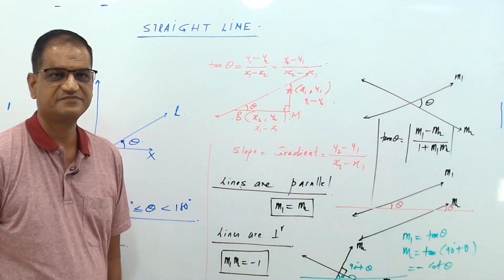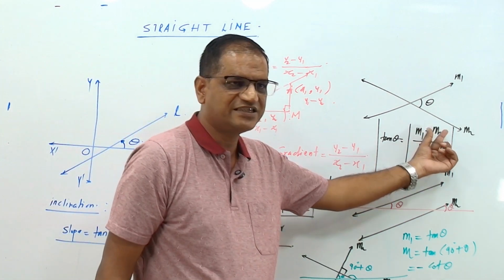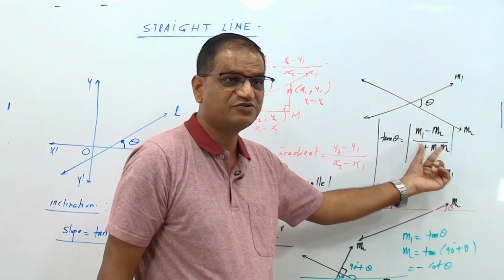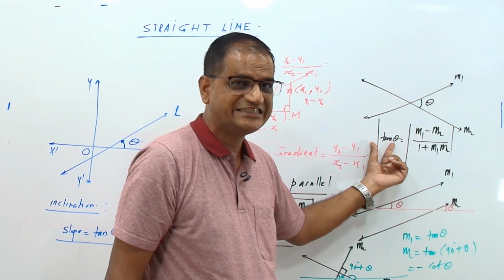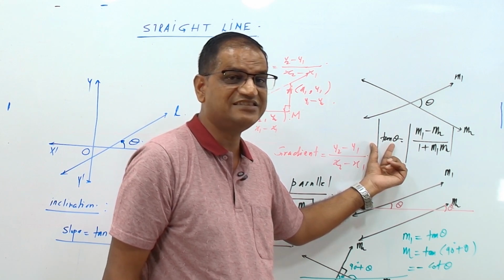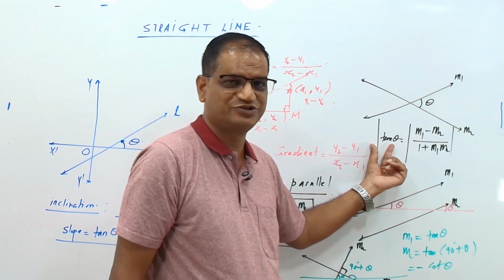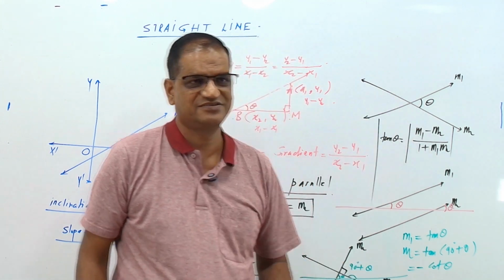How did this come? tan a minus tan b upon 1 plus tan a tan b, so what will come? tan of a minus b, and the mod sign will indicate that the angle is acute. It will not be obtuse. Okay? Write on this.